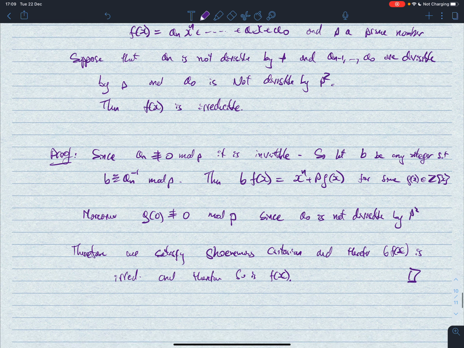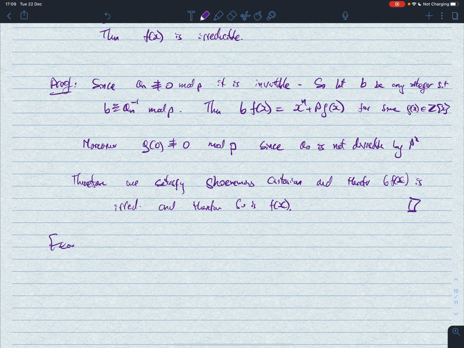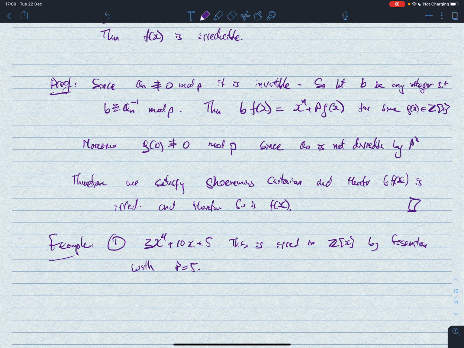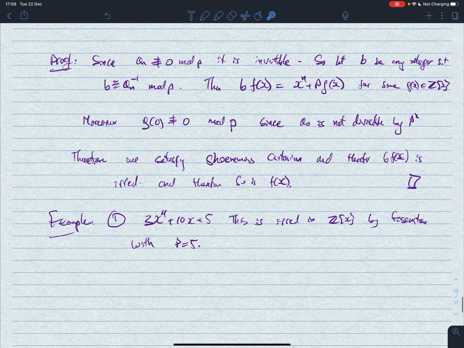Okay, so here are some examples. One: 3x^4 plus 10x plus 5. This is irreducible in Z[x] by Eisenstein with p equals 5. If you look at p equals 5, 5 doesn't divide 3, 5 does divide 10 and 5, but 5 squared doesn't divide 5. So by Eisenstein's criterion, this polynomial has to be irreducible.